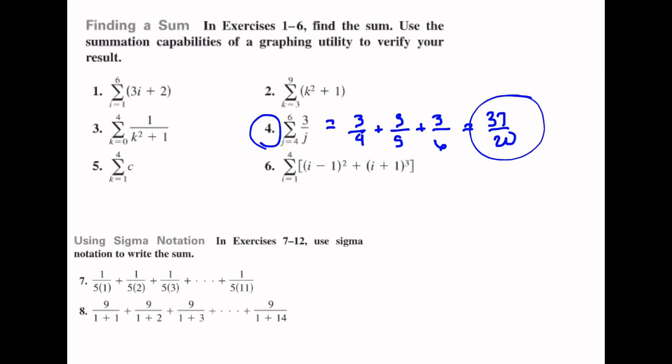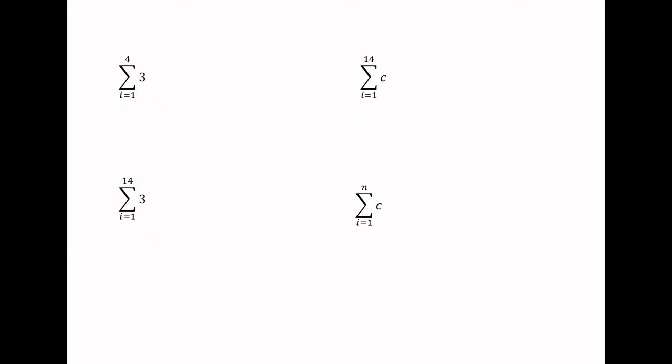What did I want to look at next? There's a problem back here, number 5, that says the summation of C as K goes from 1 to 4, where this is a C and this is a K. I want to guide you through that, and give you four similar problems here.